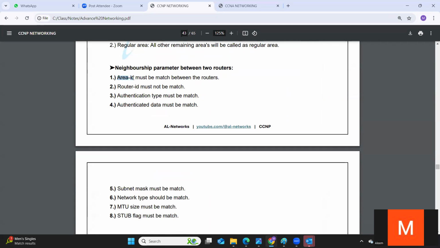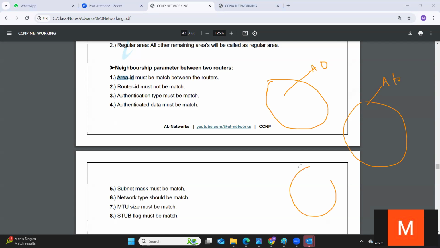First of all, the area. OSPF works based on the area concept. For example, this is my area 0, this is my area 10 and this is my area 20. Whichever area you need, you can configure it. In those routers, the area should match. Then only they will form the neighborship. Otherwise, if you configure a different area, the area will not match and the neighborship will not form. The area ID must match between the two routers.